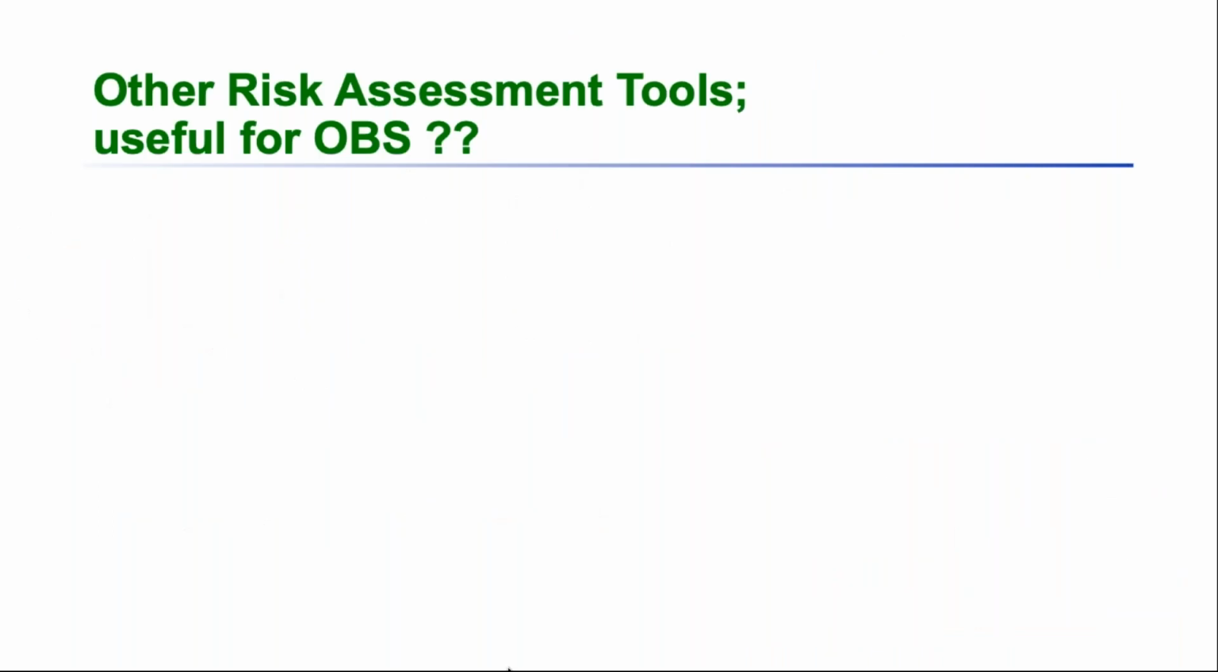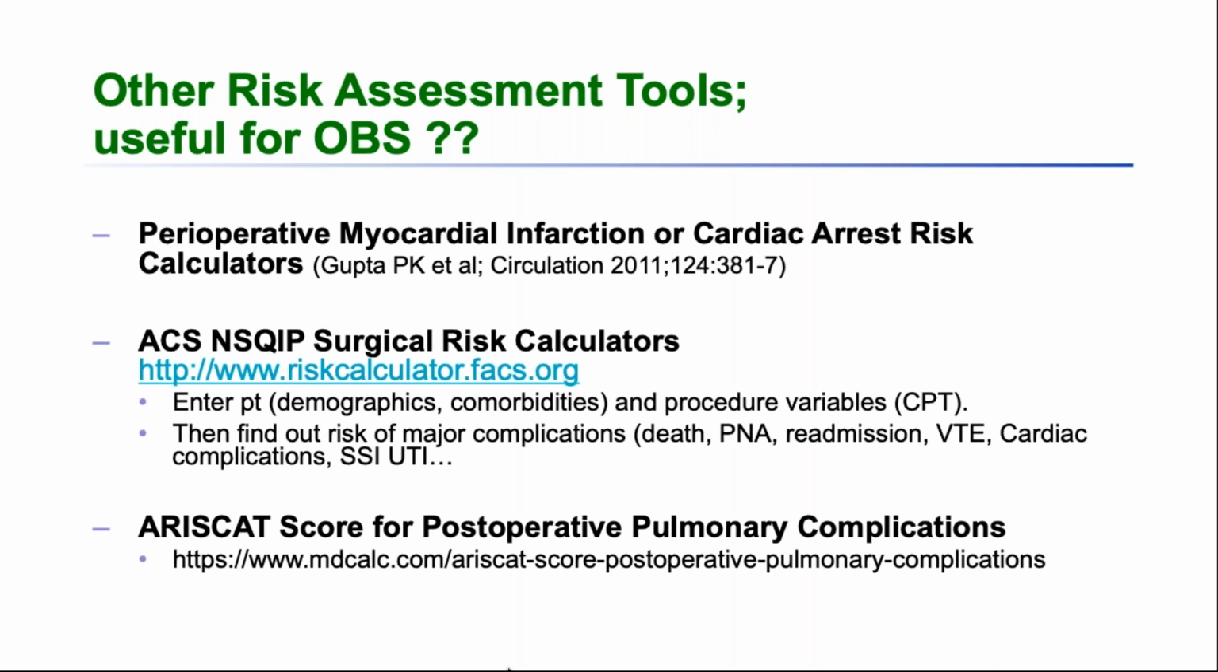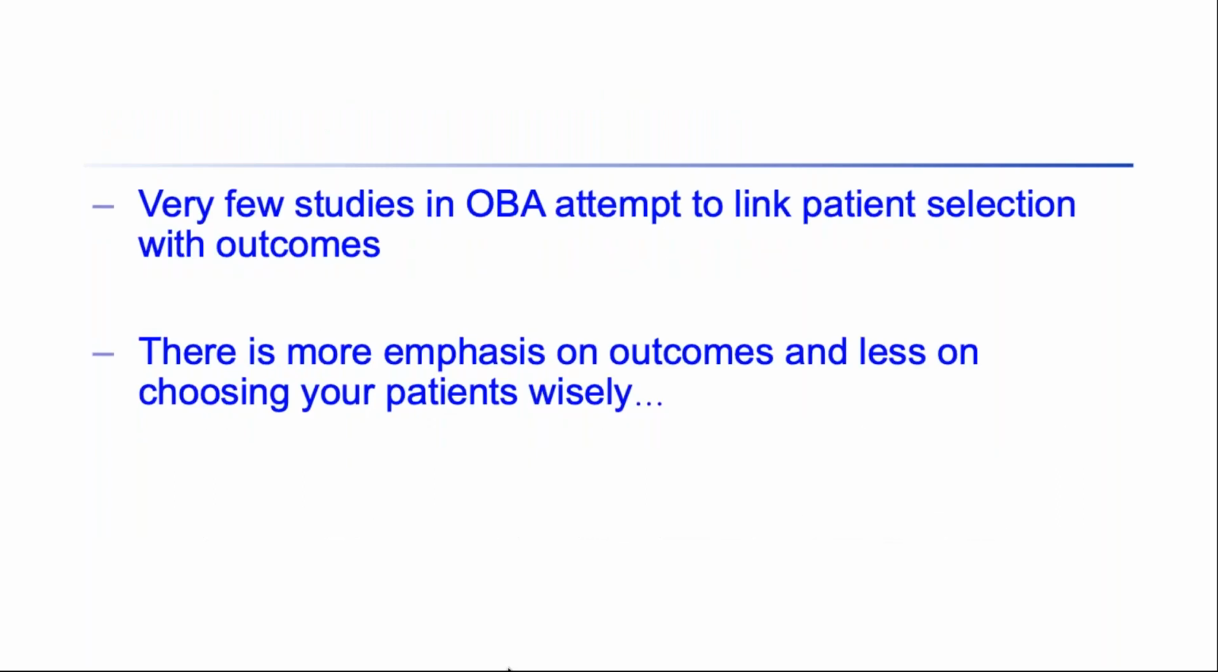Unfortunately, the good news, there are several validated tools that we can use to predict patient risk for patients undergoing surgery. There's perioperative myocardial infarction and cardiac arrest risk calculators, ACS NSQIP surgical risk calculators, and pulmonary risk calculators. Unfortunately, a lot of them were not designed for ambulatory or office-based settings, and therefore, I would argue, not very useful to help you estimate risk and properly select patients, especially for office-based surgery.